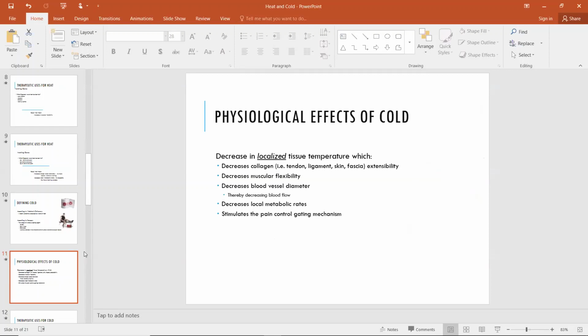The physiological effects of cold. So it decreases tissue temperature, localized. So that's key there, localized, which in turn decreases that collagen sensibility, the muscular flexibility, blood vessel diameter, local metabolic rates, and stimulates again the pain control gating mechanism. So you still get that pain control sensation, right? Because everybody's probably put ice on something that hurt, right? And it's like suddenly you don't feel it anymore because everything's numb.